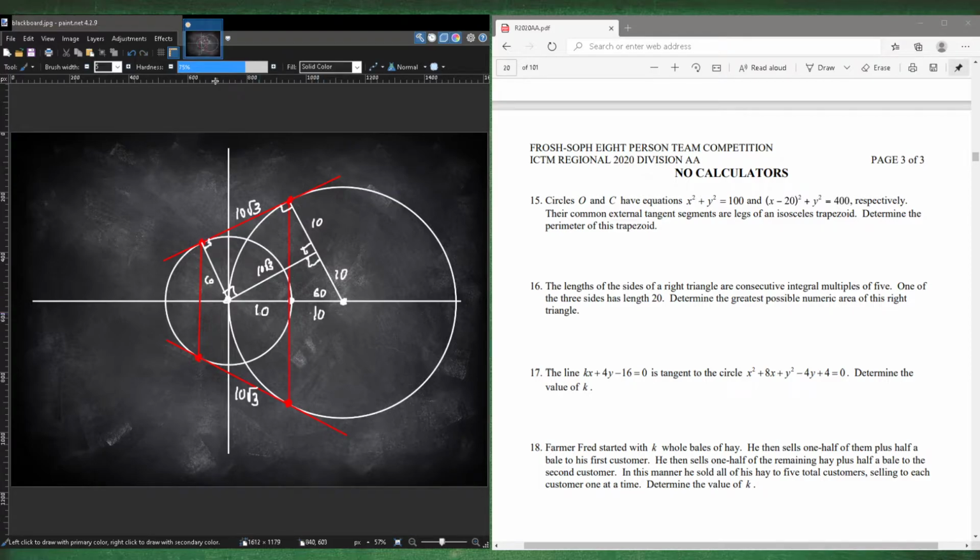So let's check if that's true. 10 plus 10 is 20. 20 times square root 3 is 20 square root 3, and then divide by 2, which is 10 square root 3, which is right, which is this. So this is 60 degrees. So if this is 60 degrees, then this is 30 degrees.